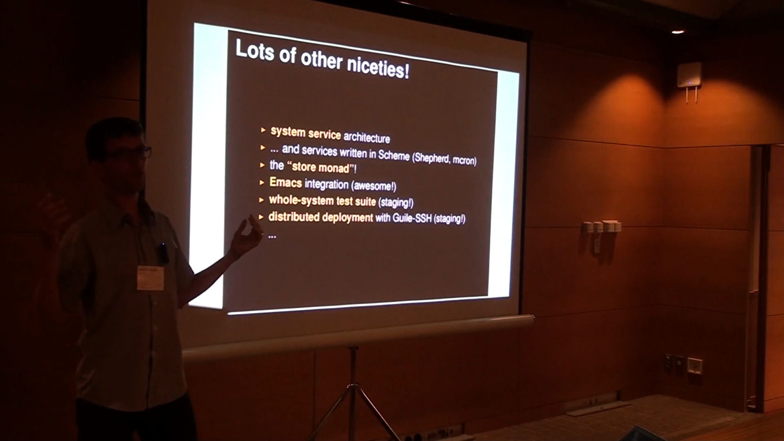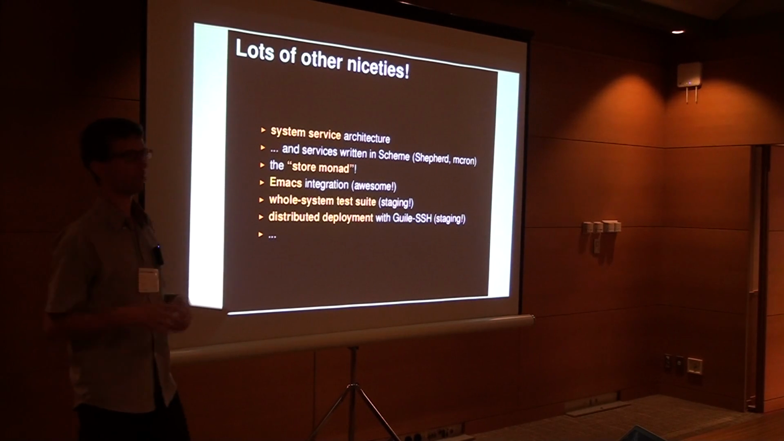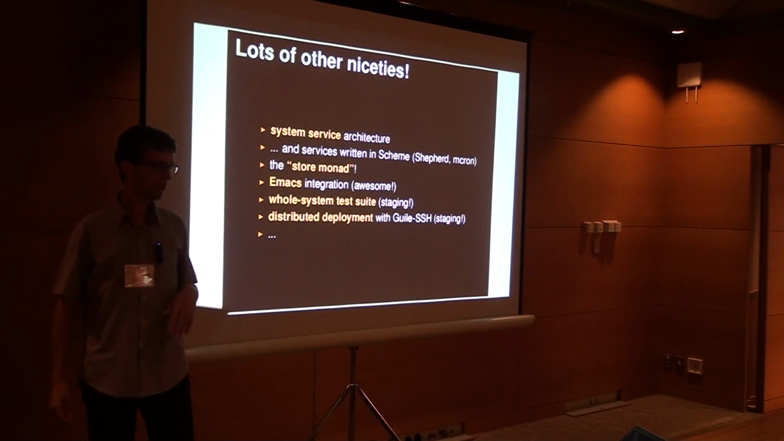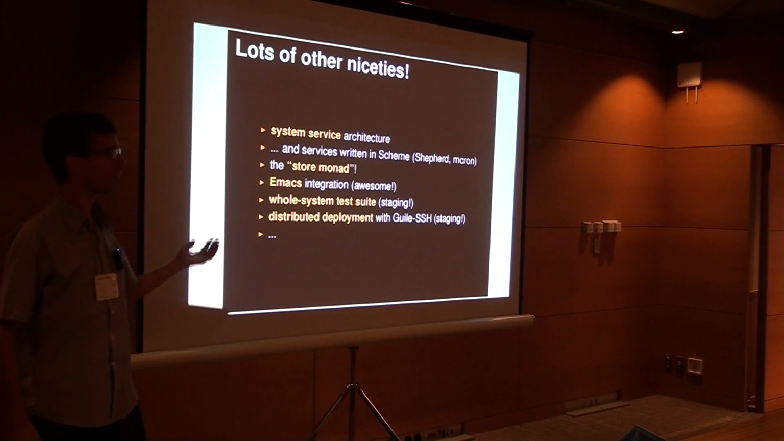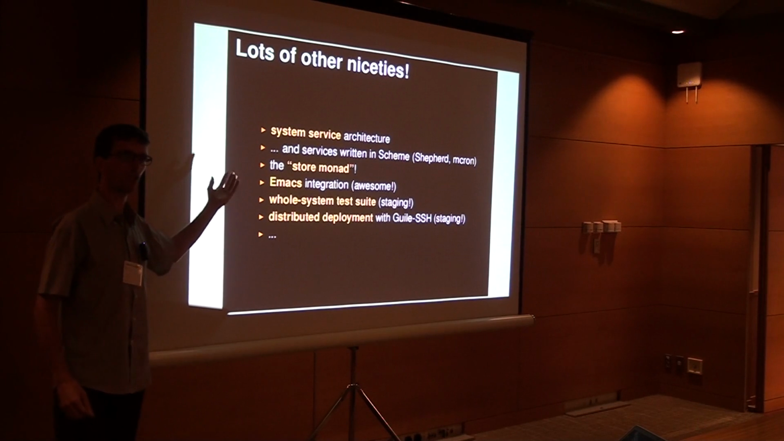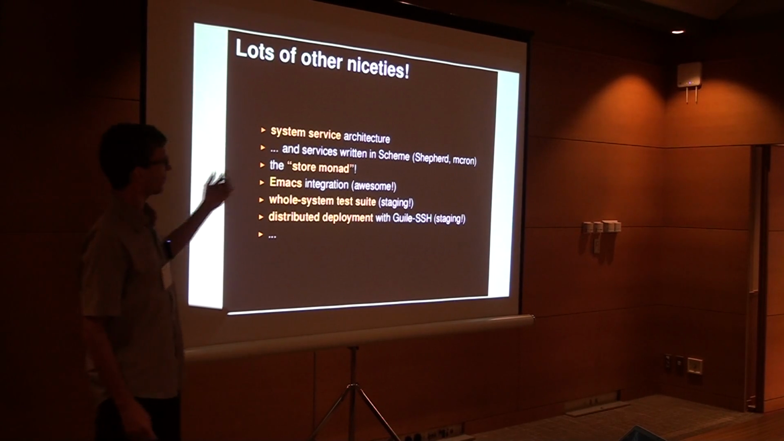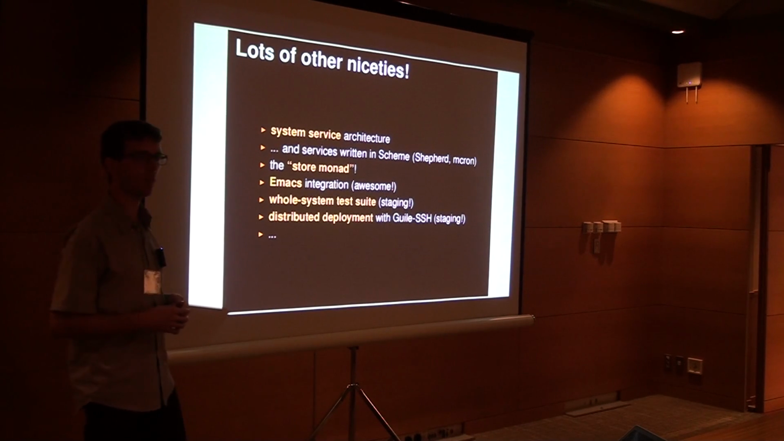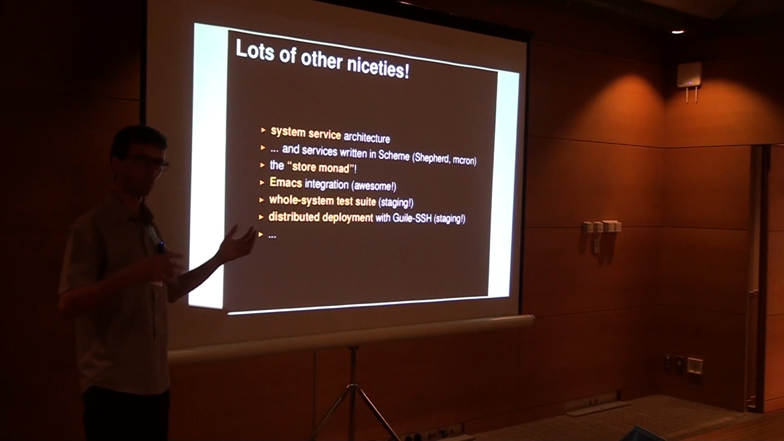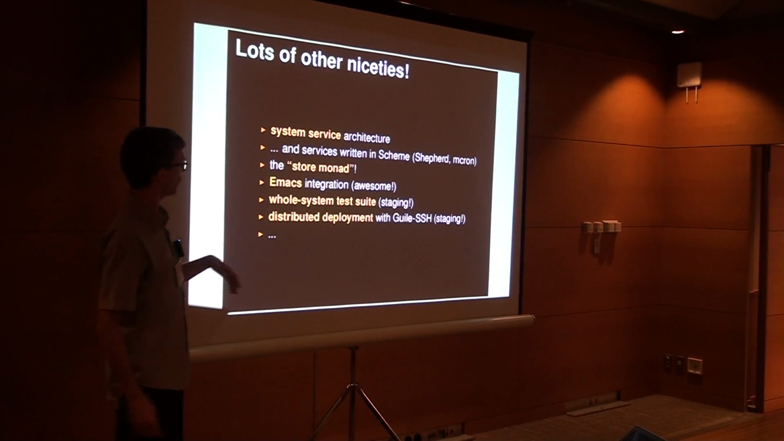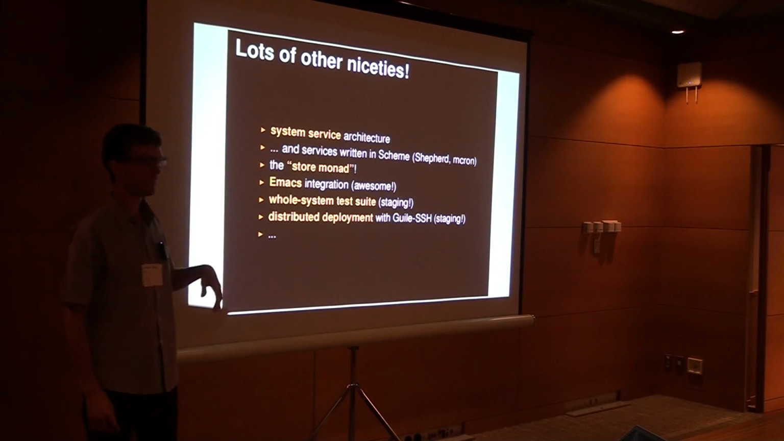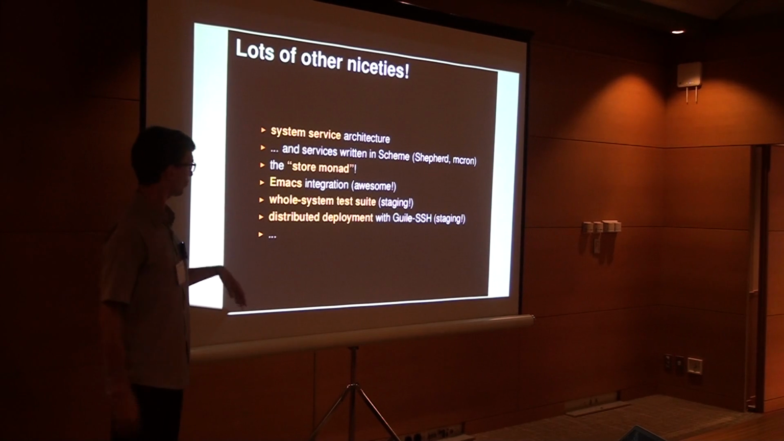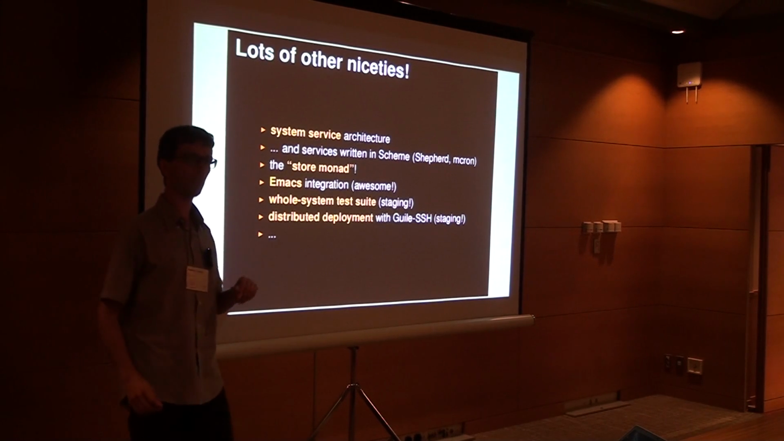And there are lots of other niceties that would be worth talking about, like the system service architecture and services, which are also written in Scheme. I mentioned the Shepherd, which is PID 1. There's also mcron, which is a cron replacement written in Scheme. And the fact that it's written in Scheme makes it interesting because, again, we can use staging. There's monads, there's Emacs integration, there's a whole system distribution test suite, there's distributed deployment.